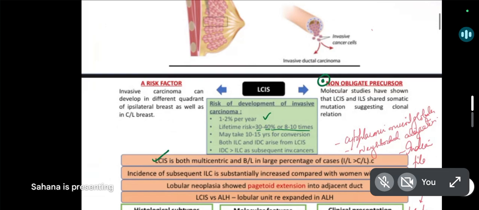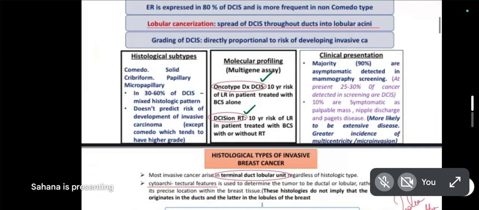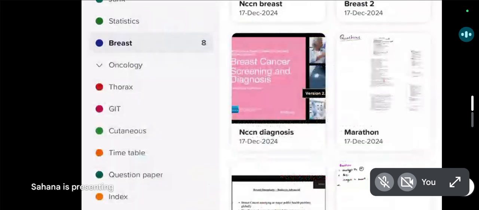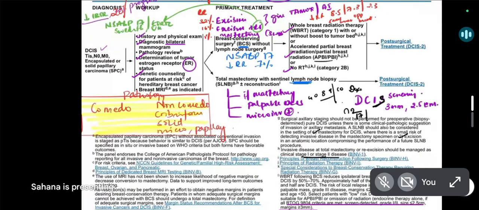Then let's come to DCIS. DCIS also I will teach you in this one only, just a second. Yeah, here. Okay, this template you have to remember.